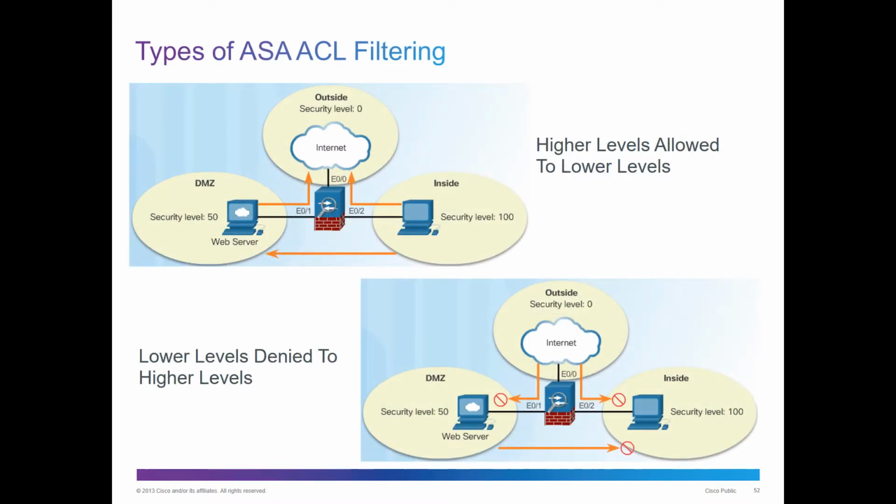So again, higher levels allow to lower levels. A lower level is denied to a higher level. So here, trying to go from the outside with a 0 to a higher level 50 won't happen. However, with a higher level trying to get lower, that will be acceptable.